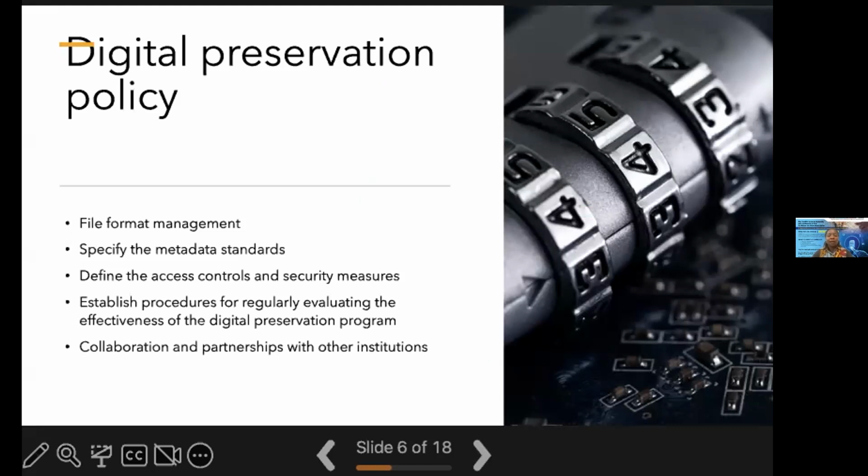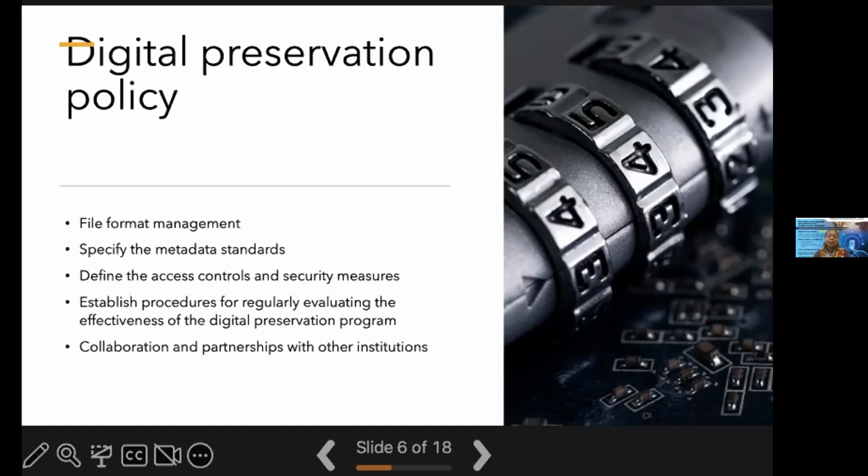So I would want to go on and say, in the policy, you should also describe the approach to file format management. This would include monitoring for obsolescence, format migration, and of course, the preferred formats for long-term preservation. You need to specify the metadata standards and the practices to be followed, which may include the use of established schema. It can also include controlled vocabularies and consistent metadata creation processes. And of course, you need in that policy again to define the access controls and security measures in place to protect the digital assets from unauthorized access, from tampering or deletion, while also ensuring that authorized users can still access the materials as needed.